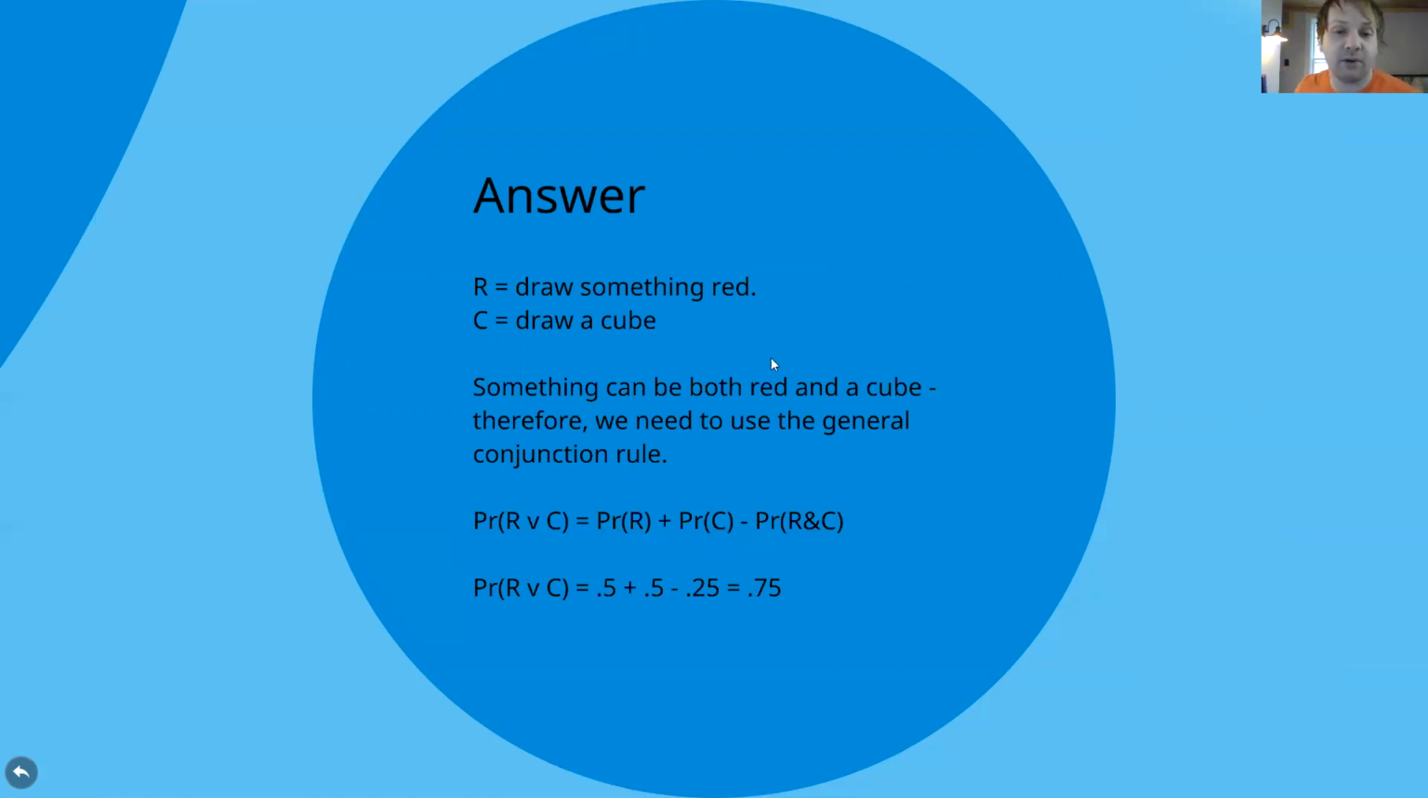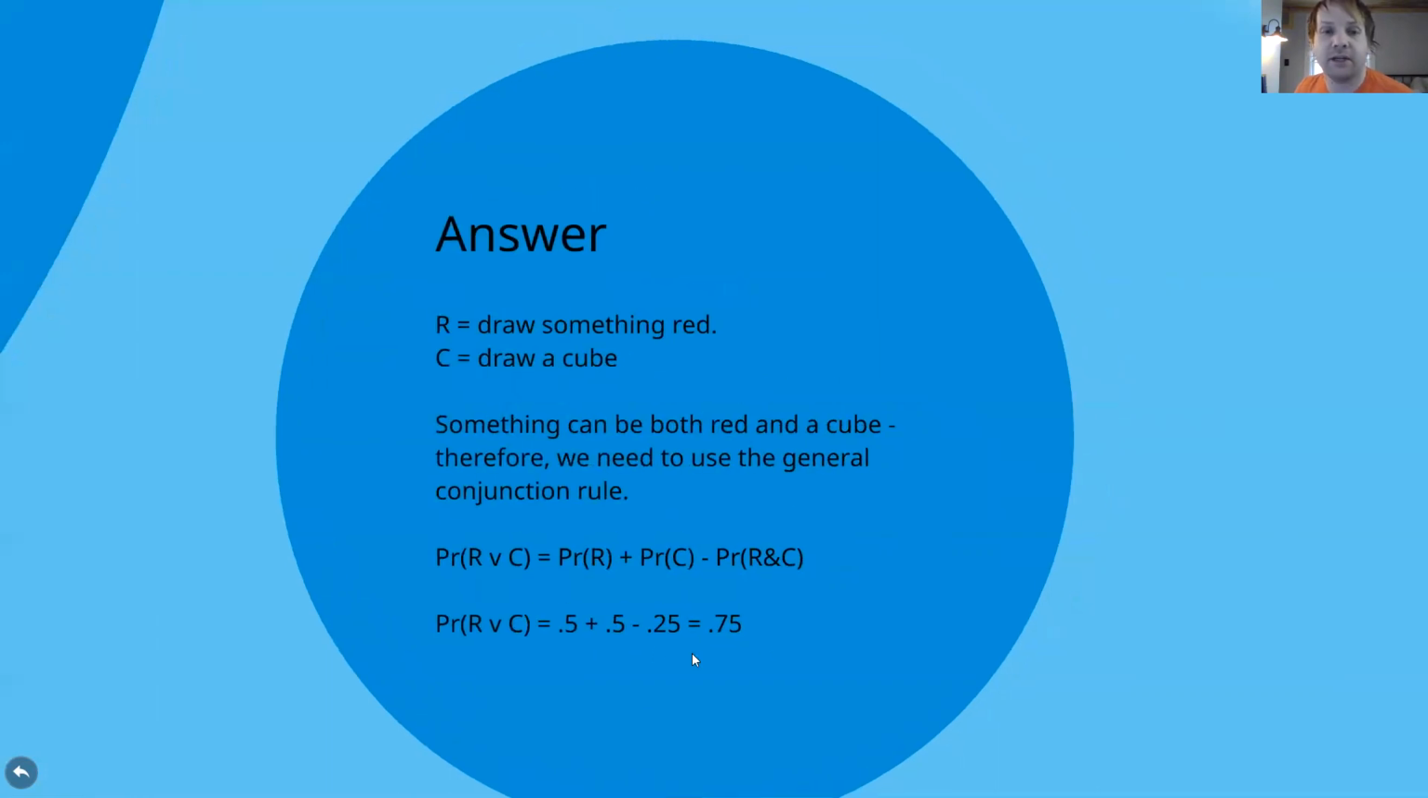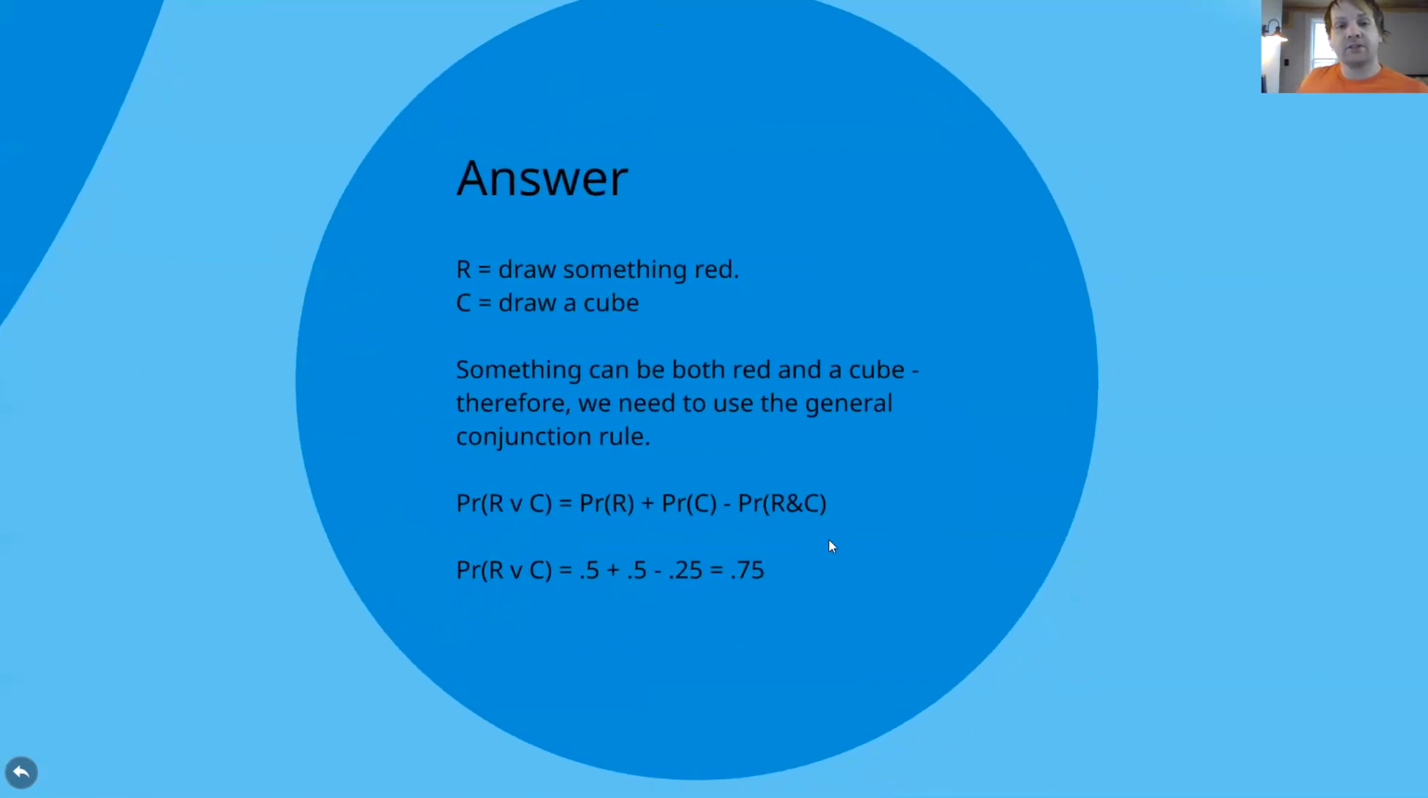So in this case, they're 50% red, 50% cubes, and then we subtract 0.25, because that's the probability of being red and a cube. Note that you can apply the conjunction rule here to multiply them together, 0.5 times 0.5, and that'll give you 0.25, which will give us 0.75. Okay, so that's the general idea behind the disjunction rule.